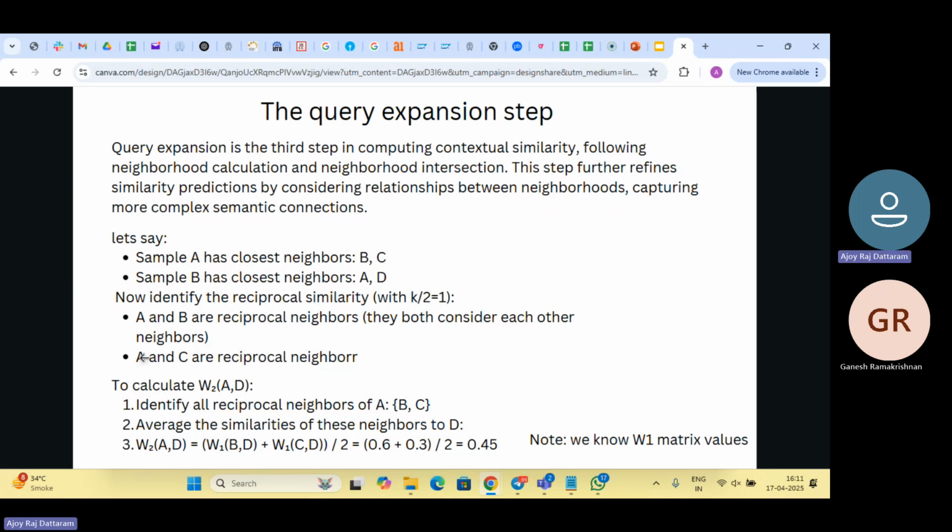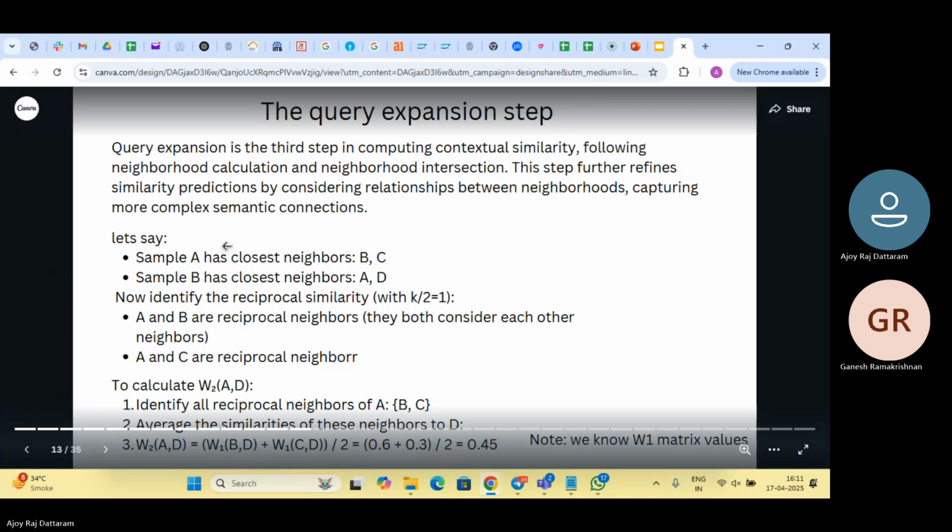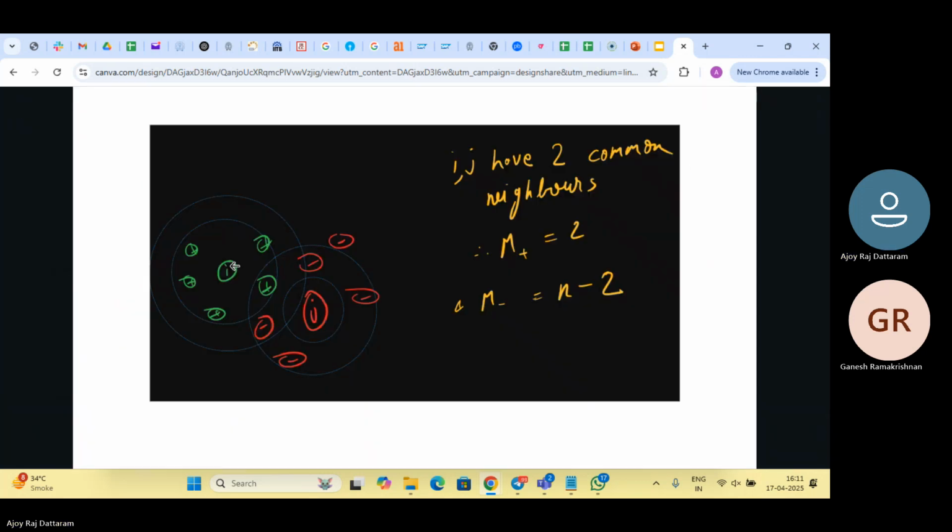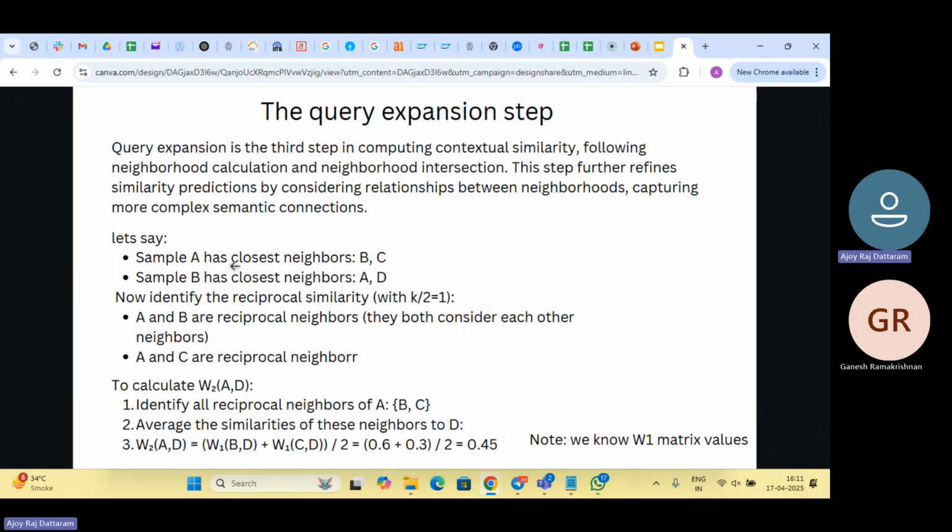A and B are reciprocal neighbors, like both consider each other neighbors, and A and C are reciprocal neighbors. So now the author is calculating W2, that is to identify all the reciprocal neighbors of A with respect to B and C. We'll average the similarity of these with respect to a third neighbor, that is D. So we'll take W2. We are calculating D with respect to A. A has reciprocal similarities of B and C, so we'll calculate the W1 of D with respect to B and with respect to C, and we'll just average them out and we'll get a value.